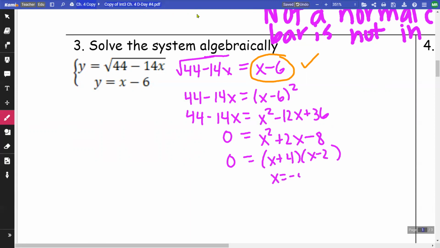So I'm going to get x is equal to a negative 4 and x is equal to a positive 2. Remember, I want to make sure that it makes this not a negative. So this one here, when I go negative 4 minus 6, that's going to give me a negative 10. So that one's not going to work.